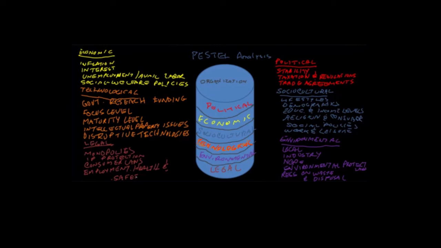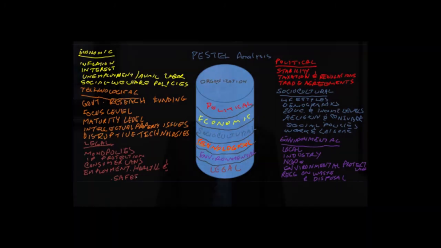And then lastly, we have legal issues, and legal issues can come from monopolies. Are we trying to compete with a monopoly, which makes it more difficult for us to do what we want to do? Are there intellectual property protection issues? What consumer laws are on the books? And also we want to look at employment, health, and safety issues. So those are some of the issues.